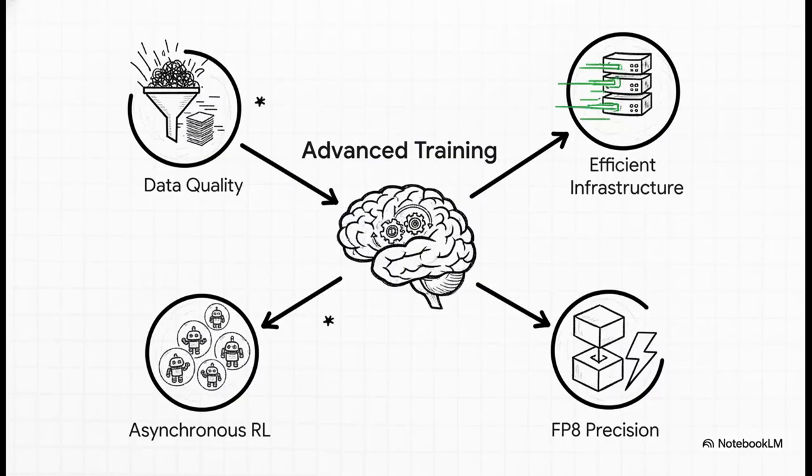And pulling this off required some seriously next-level training techniques. We're talking trillions of high-quality, heavily filtered data points. Their infrastructure was so efficient that training this incredibly complex multimodal model was almost as fast as a text-only one, and they used cutting-edge techniques like asynchronous reinforcement learning and something called FP8 precision, which cleverly cuts the memory needed for training in half, boosting speeds by over 10%.